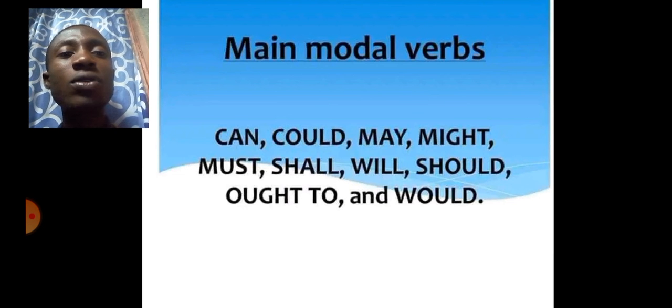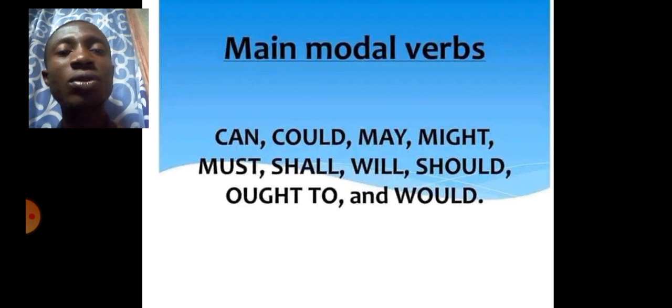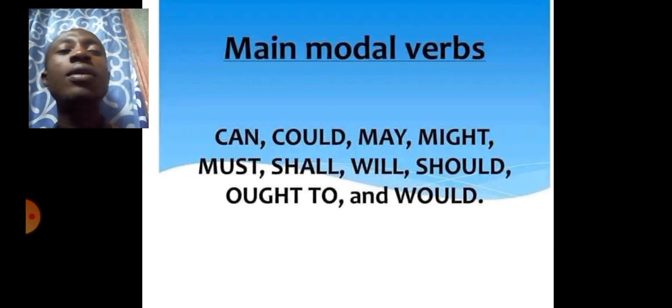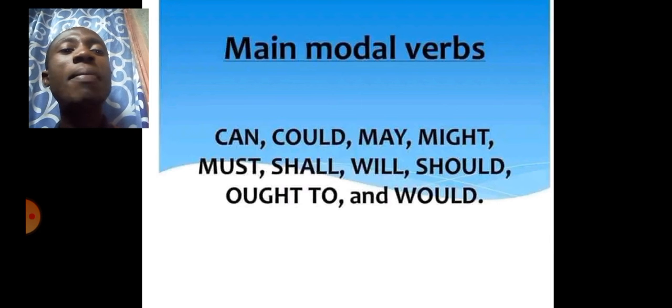Here are examples of modal auxiliary verbs. They are can, could, might, may, must, shall, will, should, ought to, and would. And there are also auxiliary verbs like dare, D-A-R-E. But here I'm going to explain the following: can, could, might, ought to, must, shall, should, and would.